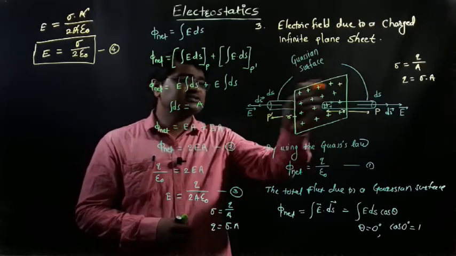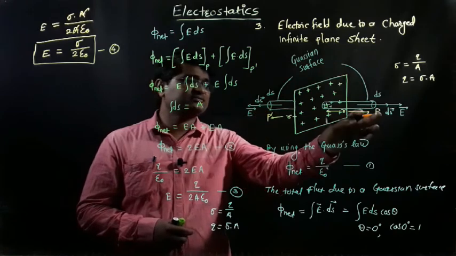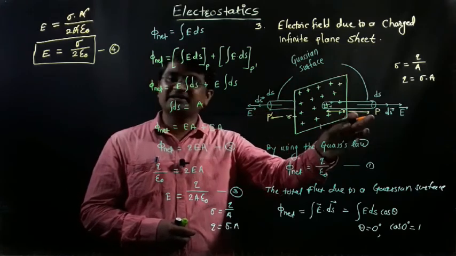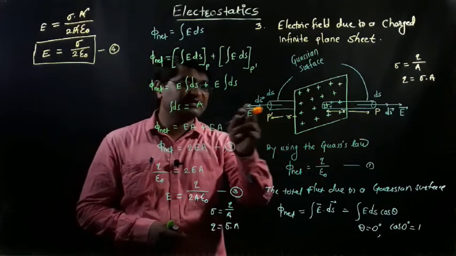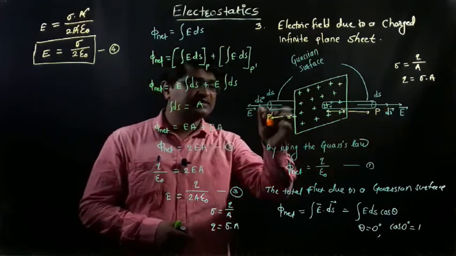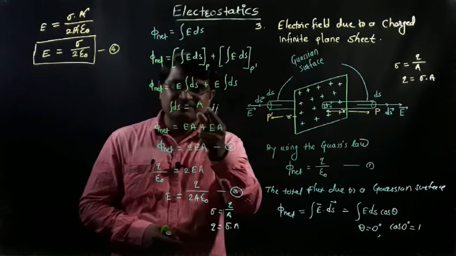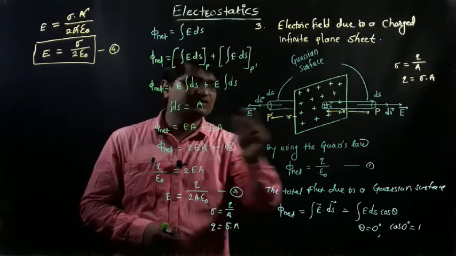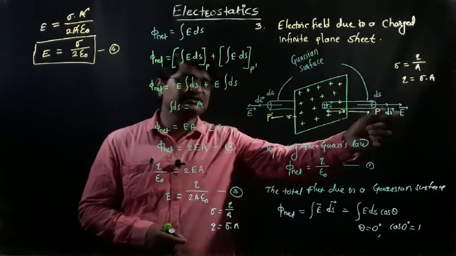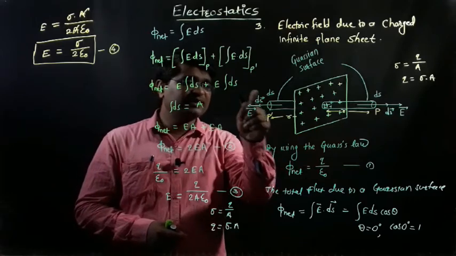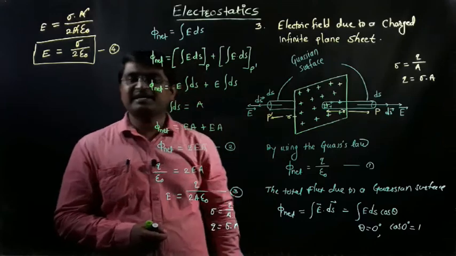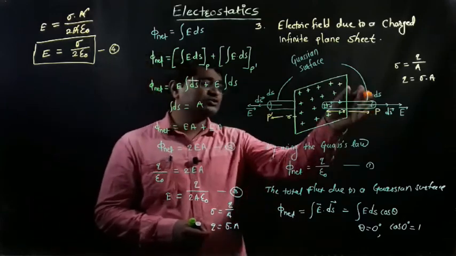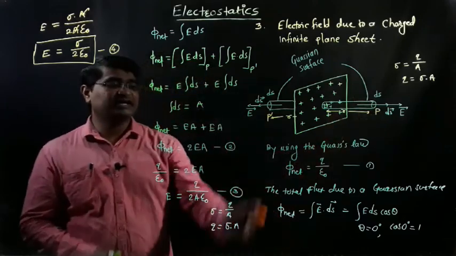This is a Gaussian surface with a very small area ds. According to the condition of a Gaussian surface, the electric field is perpendicular to the Gaussian surface. See, this is the direction of the electric field on both sides of the plane sheet, and we can observe the same in the diagram. Now the area vector and E are on the same line, and their directions are similar.